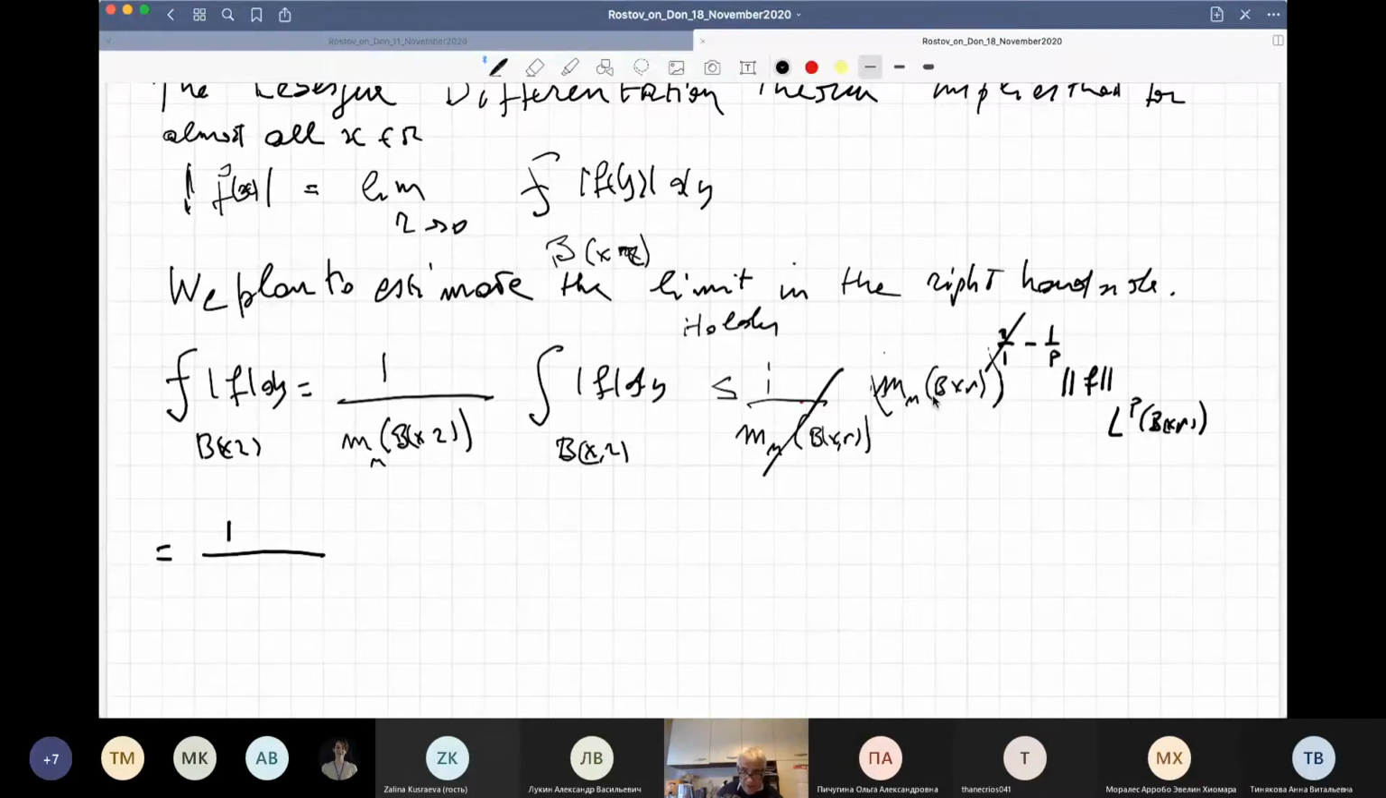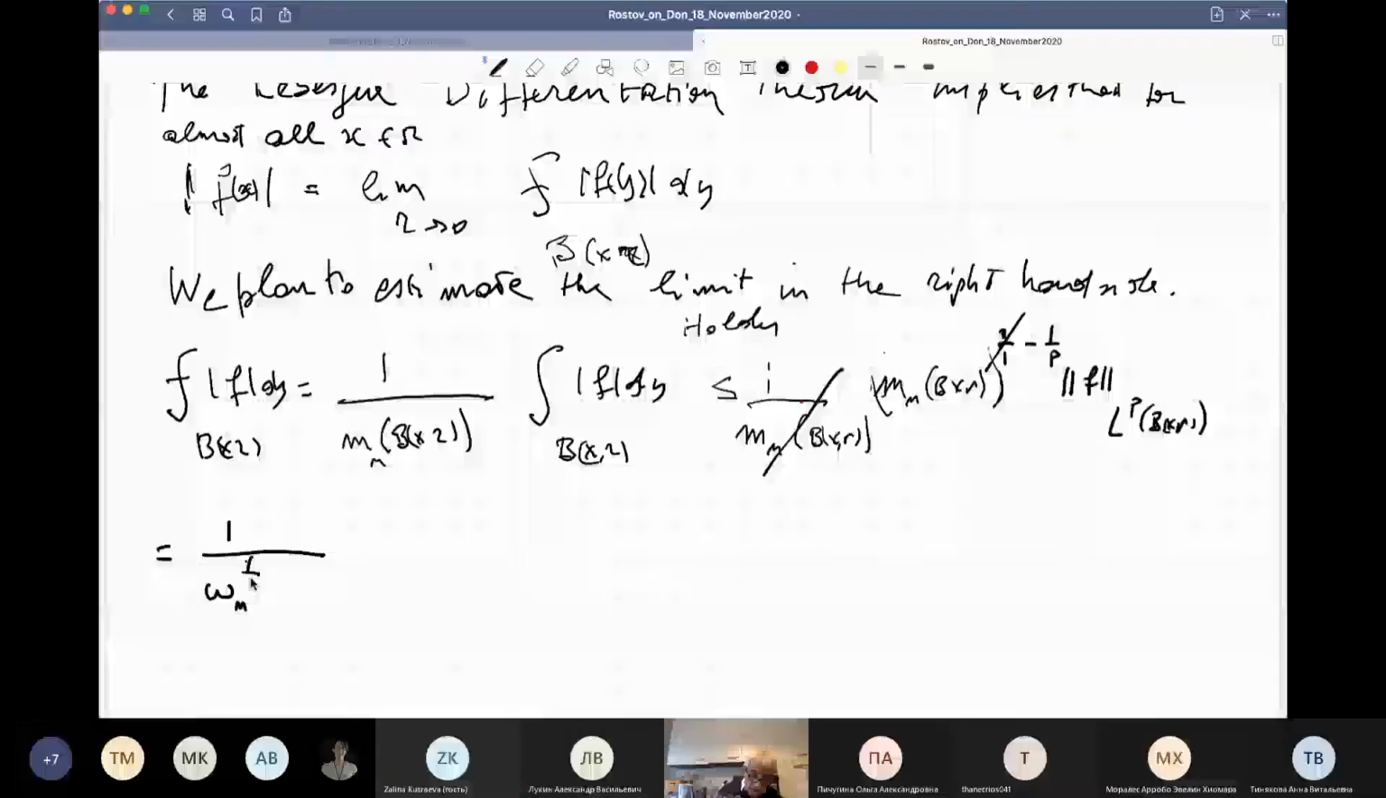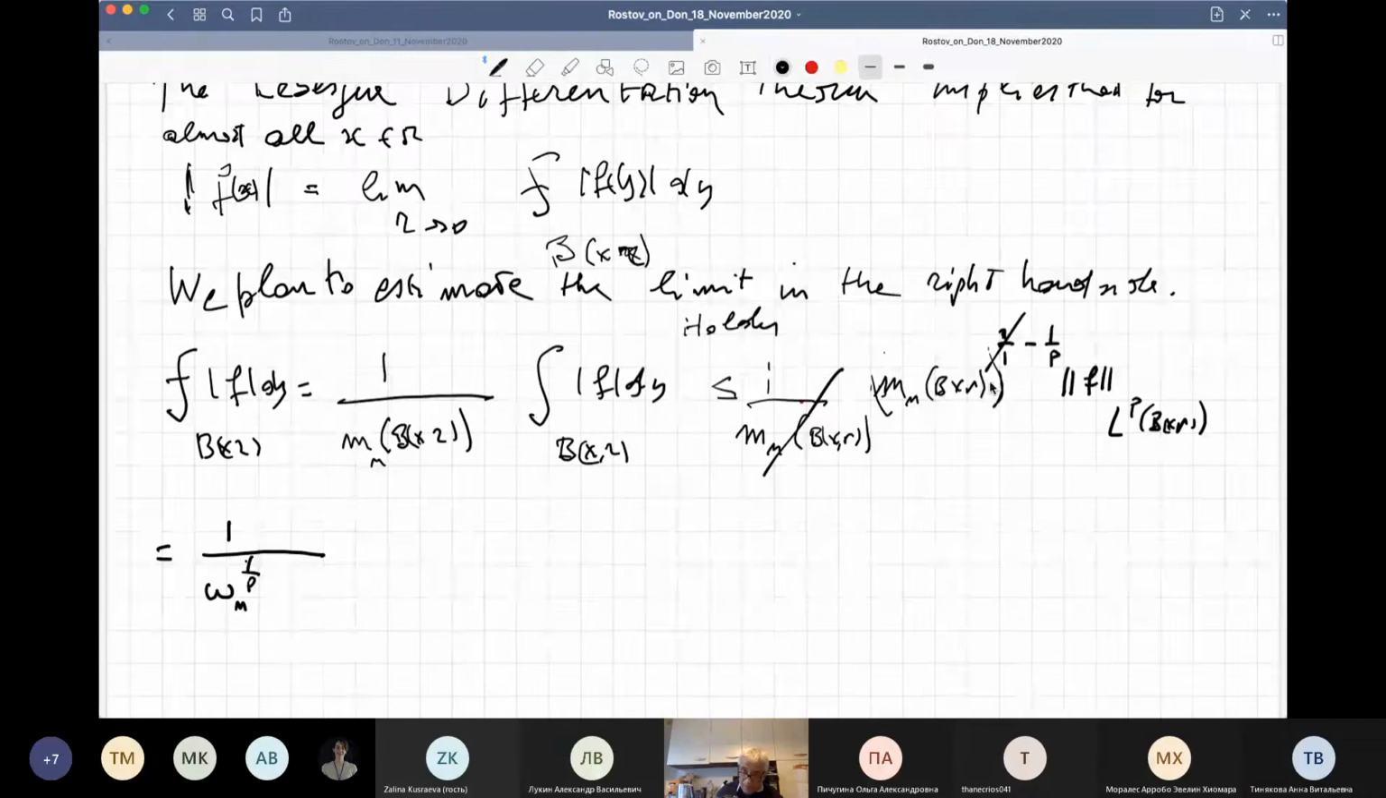You see here I have the volume of the ball. Remember that I indicated with omega n the volume of the unit ball. But here I have a power 1 over p, so I put it in the denominator, so this is 1 over p. And then the radius to the n power, to the minus 1 over p, I put the radius to the n over p power. And then I have my norm, the LP norm on B(x,r).